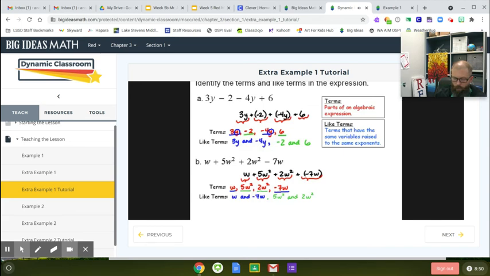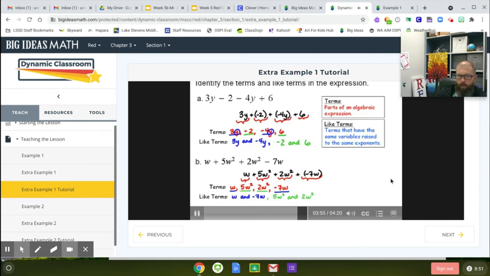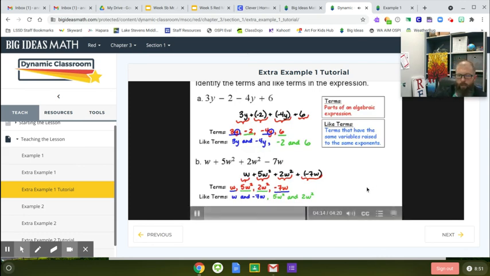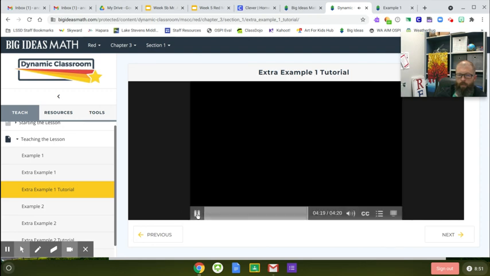Notice in this expression each term has the variable w, but in order to be like terms the exponent of the variable must be the same. That is why terms that have w and terms that have w squared are not like terms. So, the terms of the expression are w, 5w squared, 2w squared, and negative 7w. The like terms in the expression are w and negative 7w, and 5w squared and 2w squared.